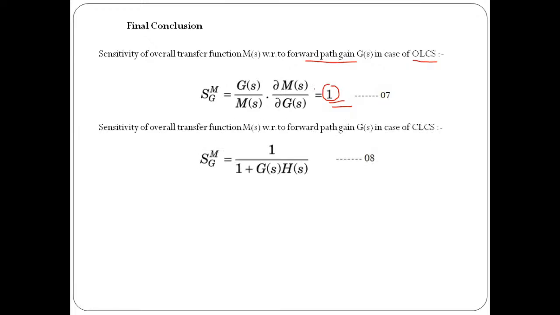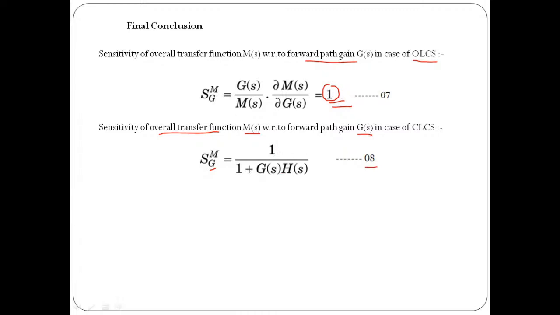And then in case of closed loop control system, we have two possible conditions. We can identify the sensitivity of overall transfer function due to change in forward path gain, or we can calculate the sensitivity of overall transfer function m of s with respect to change in feedback path gain, that is nothing but h of s. So equation number 8 indicates that the sensitivity of overall transfer function with respect to change in forward path gain is nothing but 1 divided by 1 plus g of s into h of s.